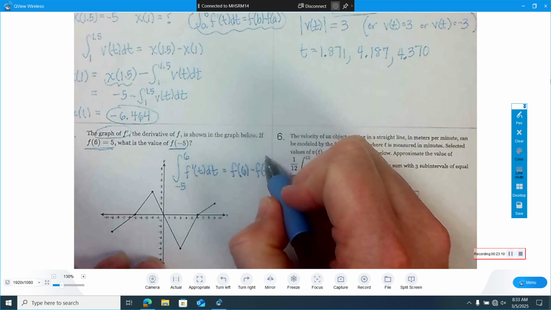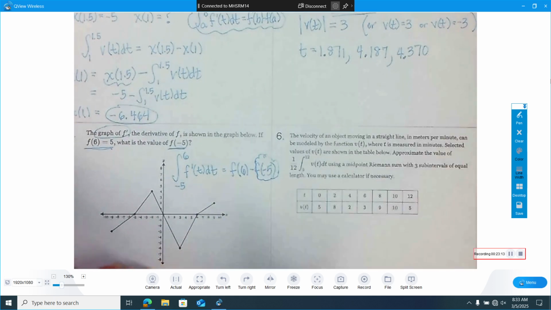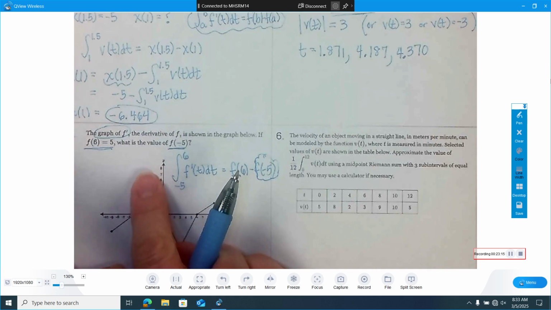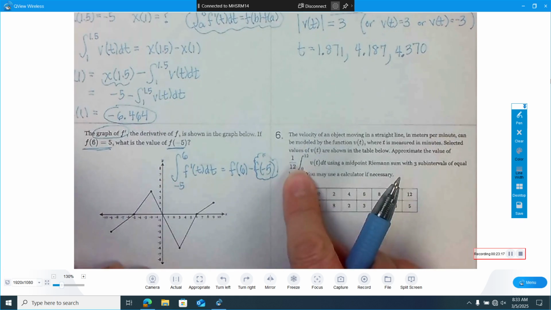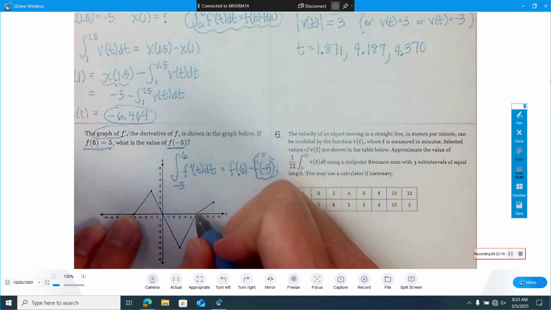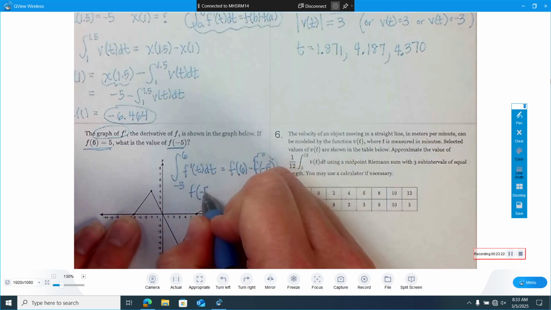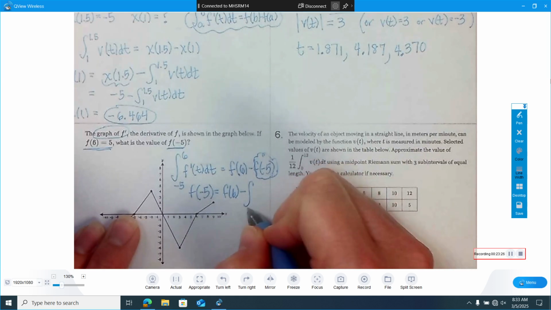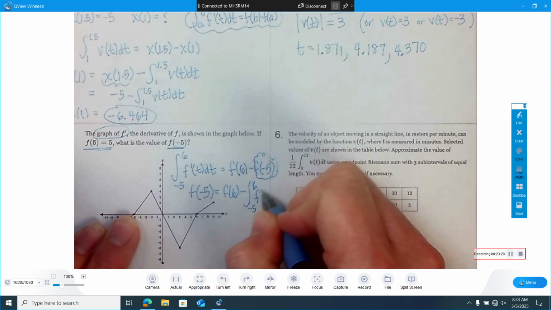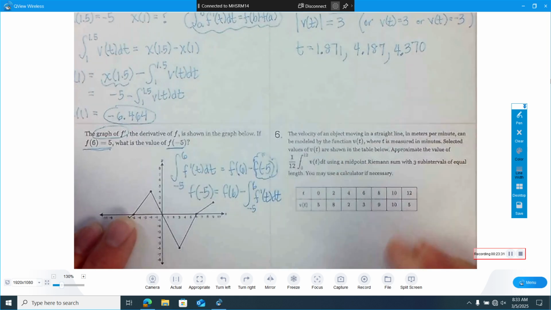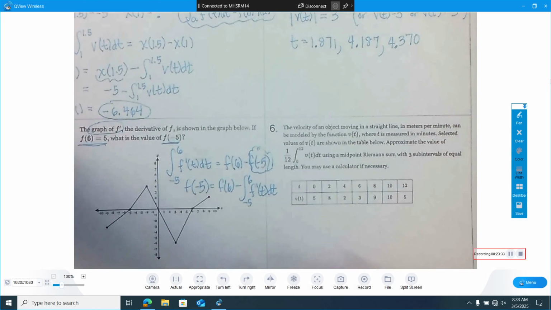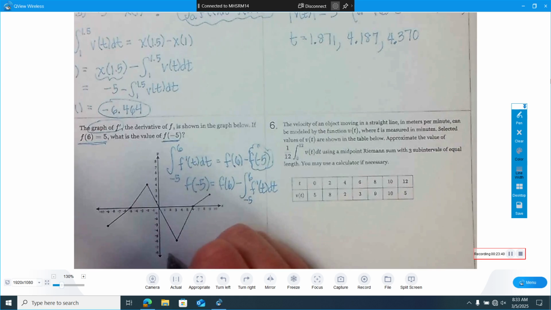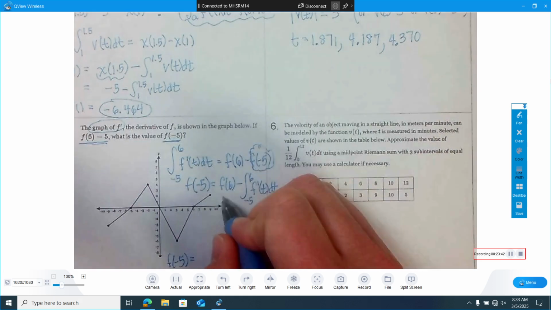Now, we are trying to figure out f of negative 5. So once again, I'm going to add that f of negative 5 to the left and subtract my integral. So I have f of negative 5 equals f of 6 minus the integral from negative 5 to 6 of f prime of t dt. If you wanted to use f of x dx, that's also fine. They won't care. Okay, so if I want to find f of negative 5, I know f of 6.